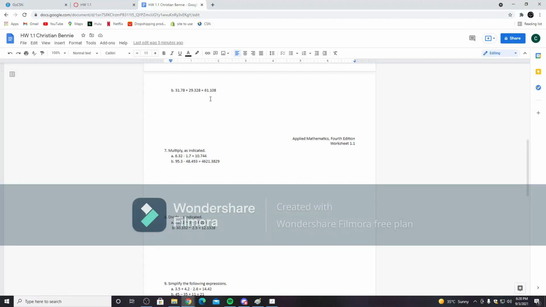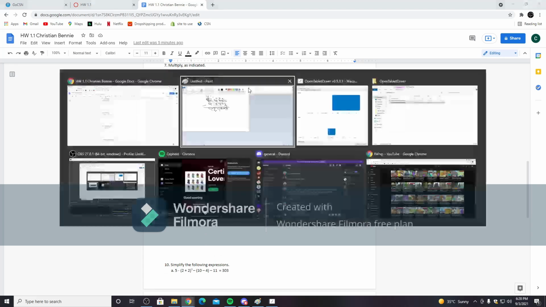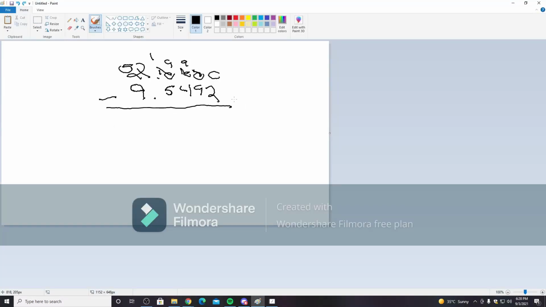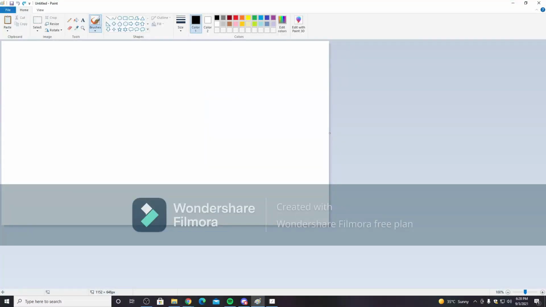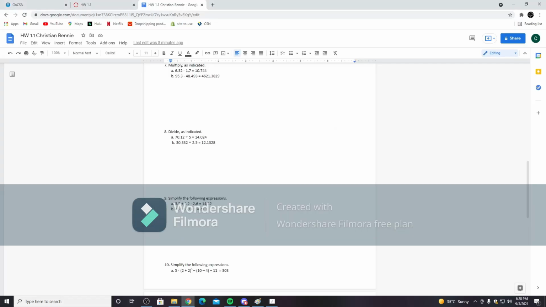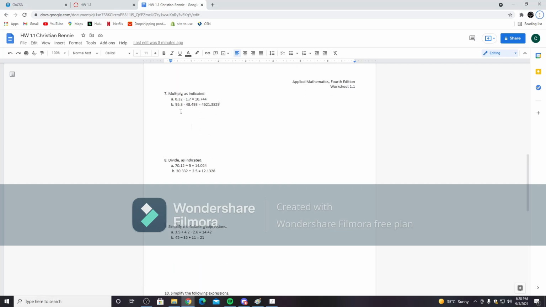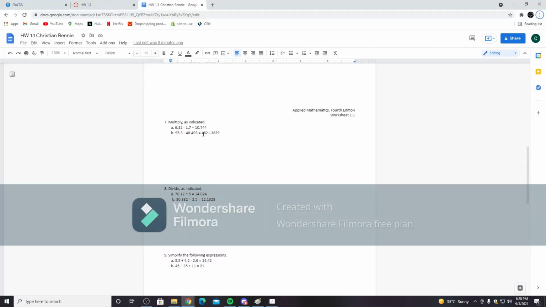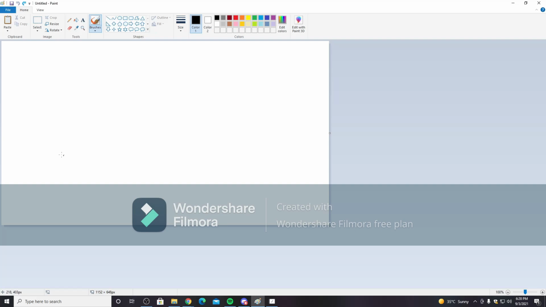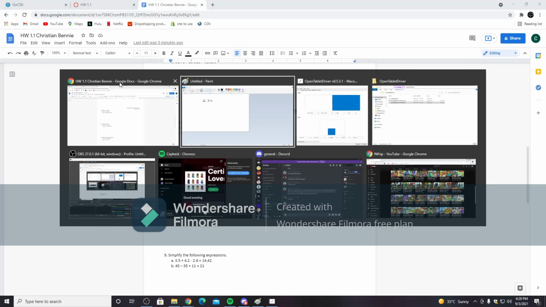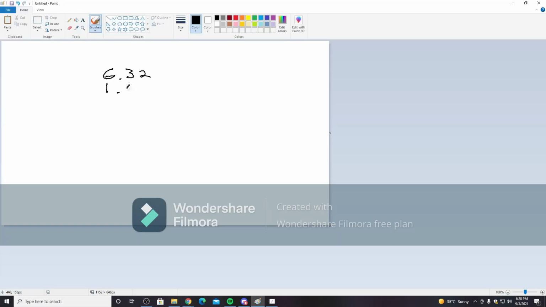Adding is pretty much just the inverse. It's really easy. Multiplying, so the example provided is 70.12. Alright, wait. 6.32 times 1.7, so 6.32 times 1.7. Give me one second.